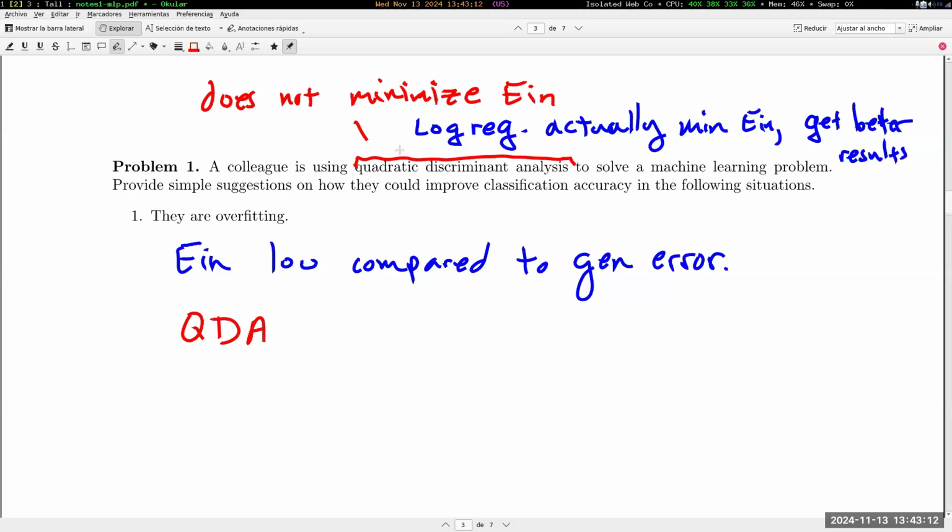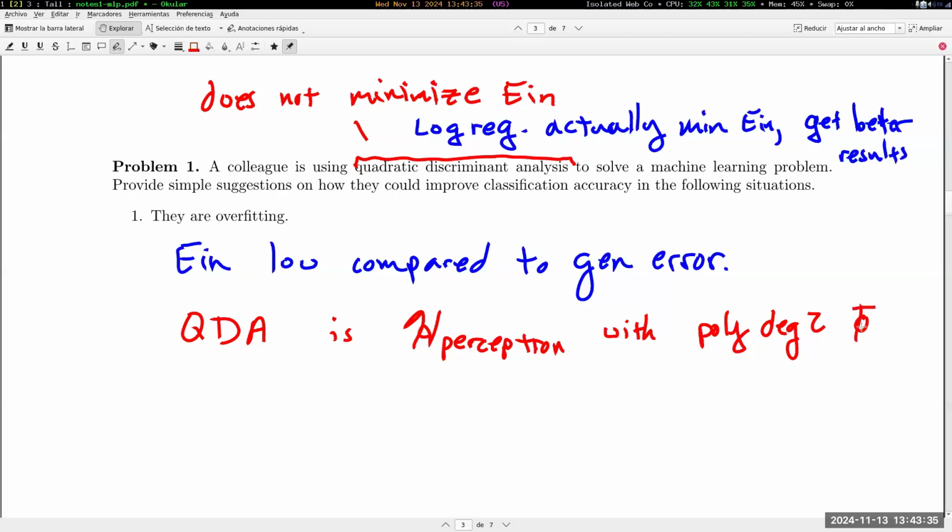So the quadratic discriminant analysis, QDA, is a common abbreviation for quadratic discriminant analysis. The Q for quadratic, DA for discriminant analysis. QDA is the H perceptron with polynomial degree 2 feature map. That's the hypothesis class that it uses.